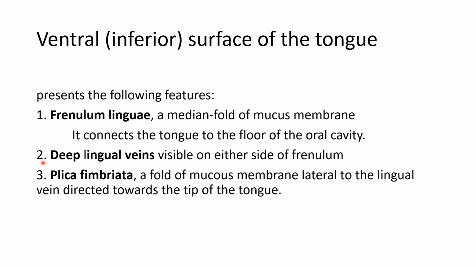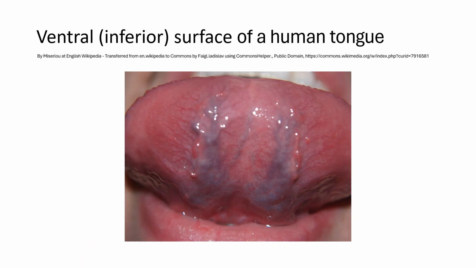Now, what do you mean by plica? Plica means the fold of mucous membrane, and fimbriata is the shape. It is wavy in shape, so that's why it's called fimbriata. So here you see the vein, and this one is the ventral part. These are the veins, and here you see this wavy line. This is the plica fimbriata.